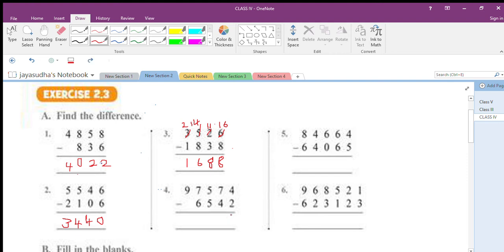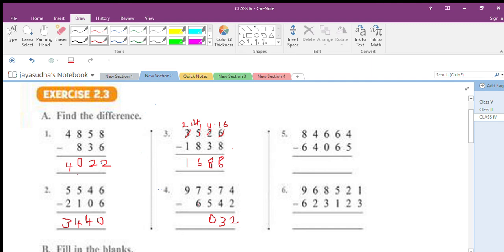Then here 7, here 4. So 7 minus 4, anyone tell the answer? 7 minus 4 is 3. Okay, here 5 minus 5. Both are the same number. Same number, you have to separate. You get 0. Same number you have to separate means 0. You get the answer 0.